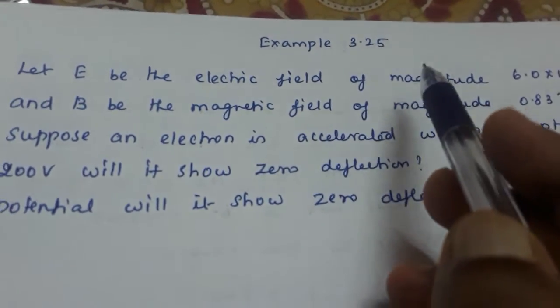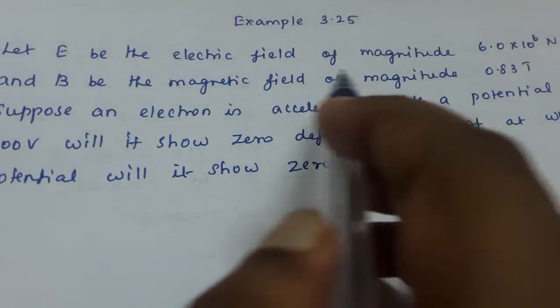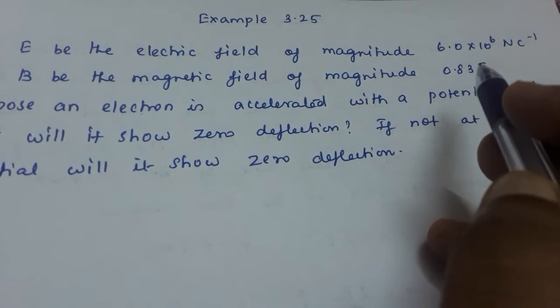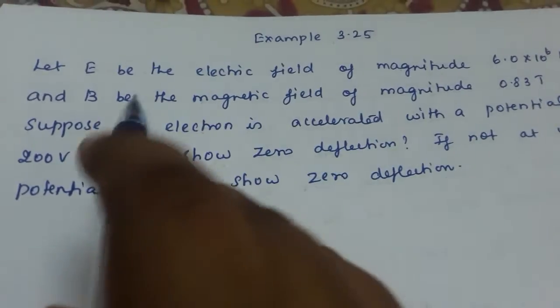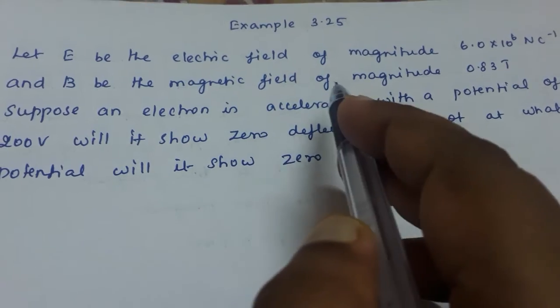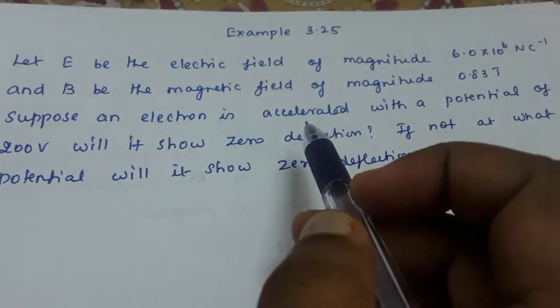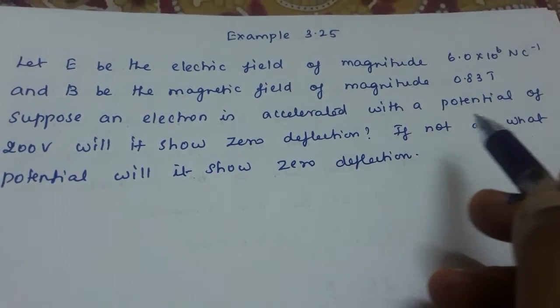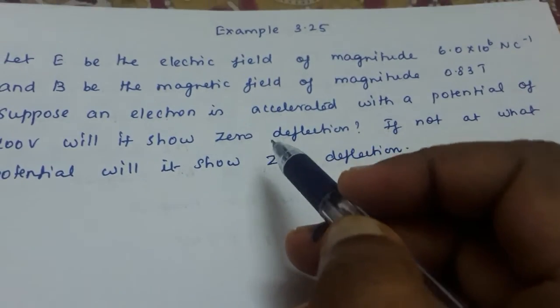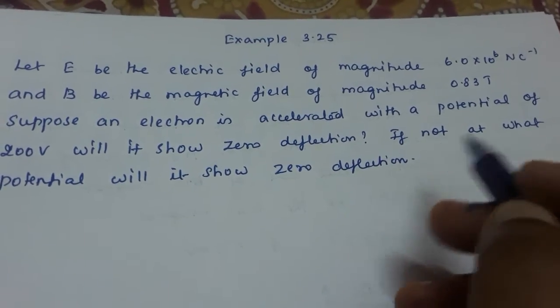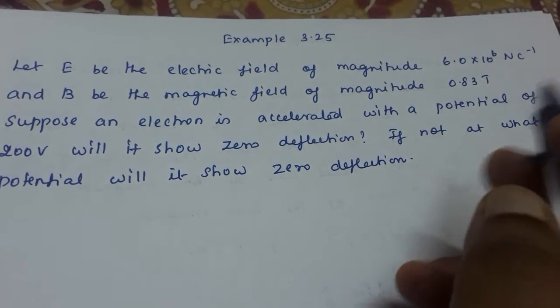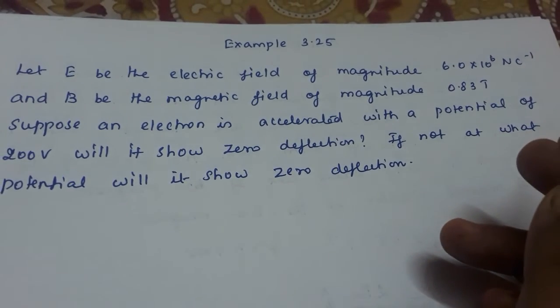Example 3.25. Let E be the electric field of magnitude 6 into 10 raised to 6 Newton per Coulomb and B be the magnetic field of magnitude 0.83 Tesla. Suppose an electron is accelerated with a potential of 200 volt, will it show zero deflection? If not, at what potential will it show zero deflection?